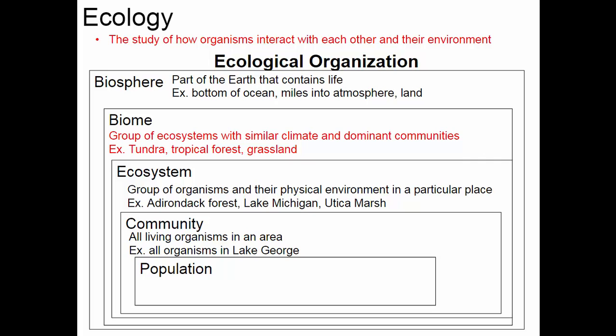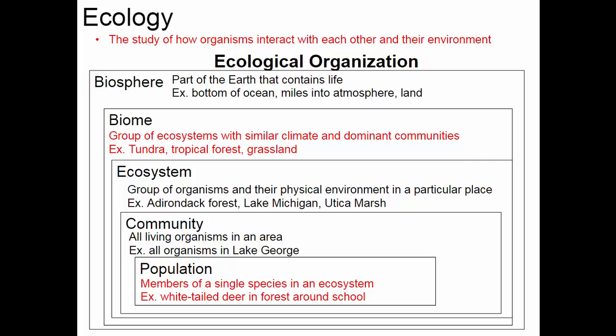Further breaking down an ecosystem, we could talk about the community. That includes only the living things. The community of Lake George would be all the fish and amphibians and bacteria and protists that are living in the lake. And then our smallest level here that we have listed is a population.